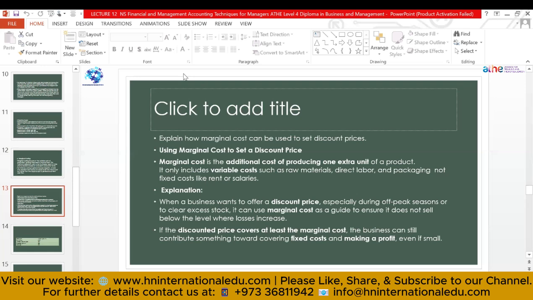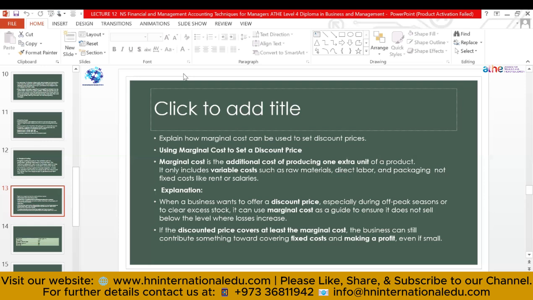Using marginal cost to set a discount price. Marginal cost is the additional cost of producing one extra unit of a product. It only includes variable costs such as raw materials, direct labor, and packaging, not fixed costs like rent or salaries. Explanation: when a business wants to offer a discount price that is less than the actual price, especially during off-peak seasons or to clear excess stock, it can use marginal cost as a guide to ensure it does not sell below the level where losses increase.